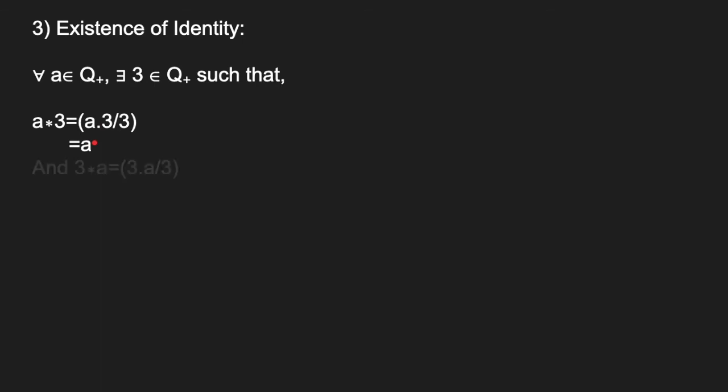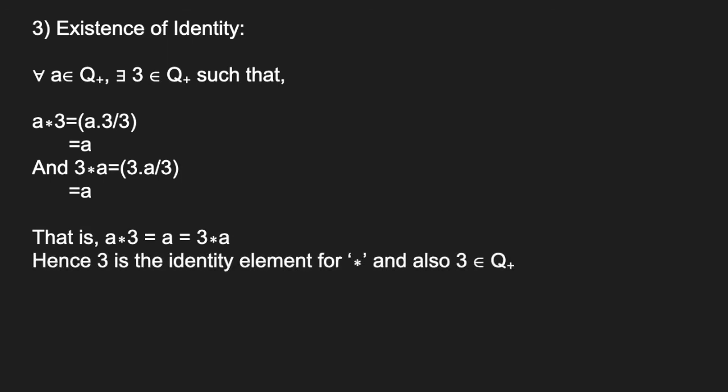The next, 3 star A equals 3 into A divided by 3, and that is A. So the identity is obvious. Hence 3 is the identity element for star, and also 3 belongs to Q plus.